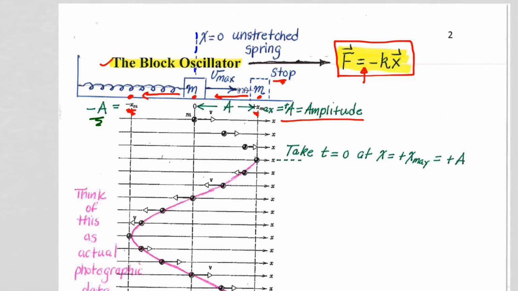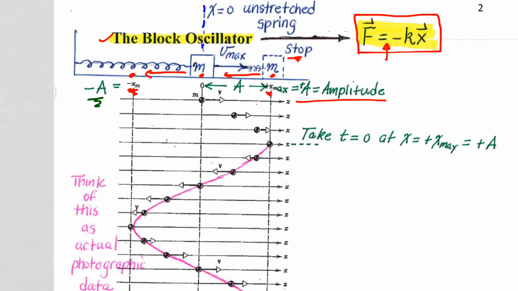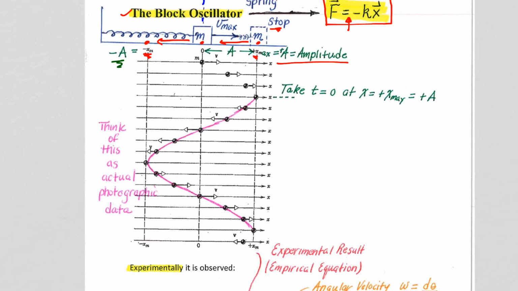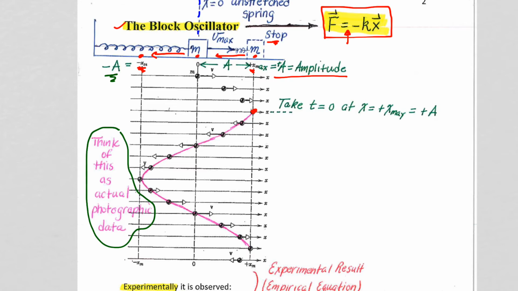What we are looking at in the graph or diagram here below, and please get this into your notes, we want to think of as an actual photograph of data, meaning that if we could take snapshots of this mass as it was in motion. So if we started the block out here at rest, we're taking this to be our time t equals 0, where we start our stopwatch. The position is at plus A, and we release.